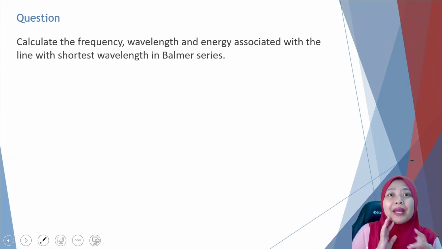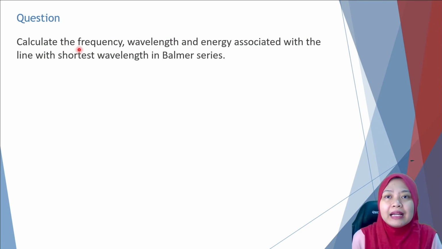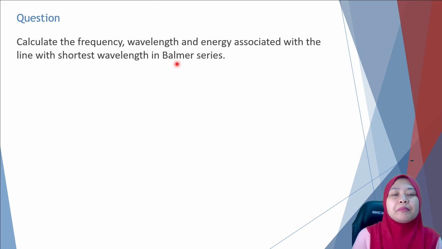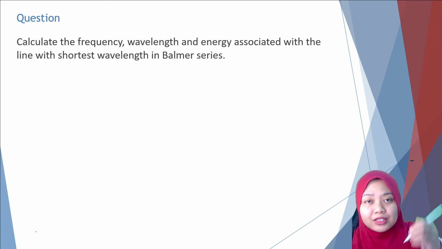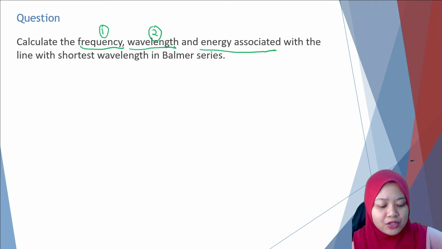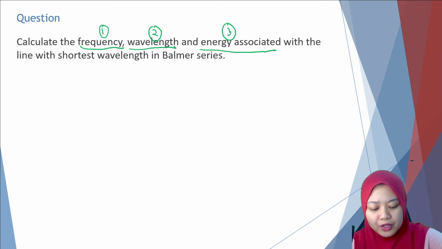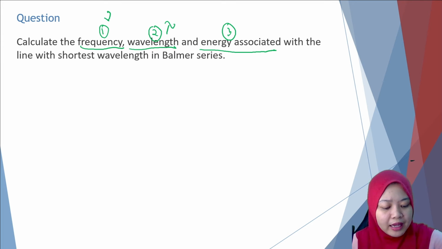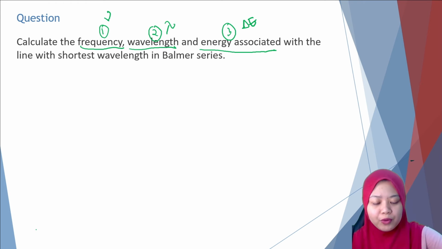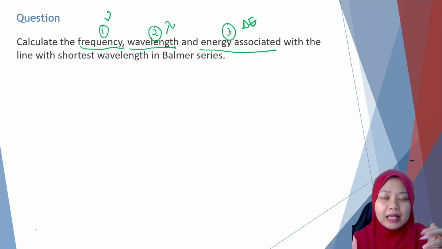So let's practice. Calculate the frequency, wavelength and energy associated with the line with the shortest wavelength in Balmer series. First, you take out what the question asks, or what information is given in the question. The question asks three things: frequency, wavelength and energy associated. So frequency, wavelength and delta E. This is what the question asks. The frequency, wavelength and energy associated are for the line.